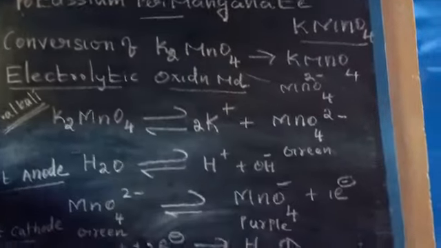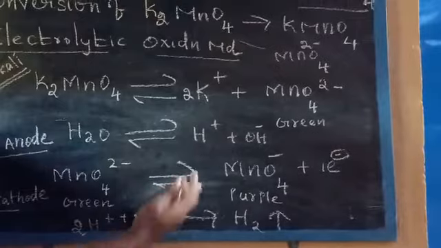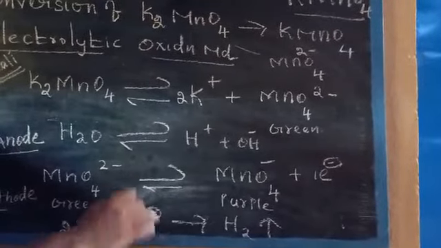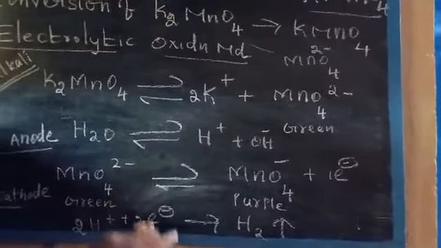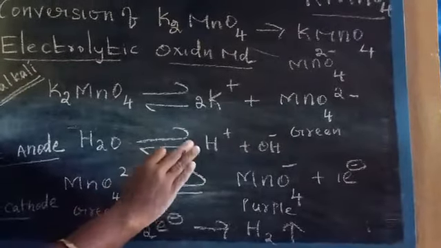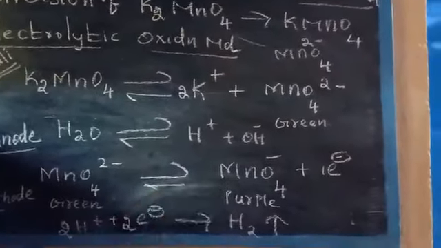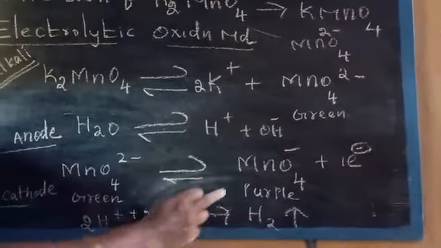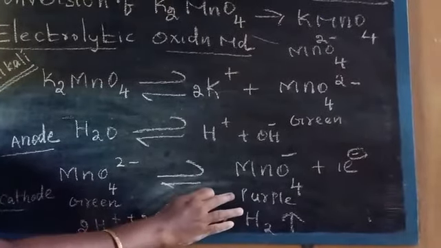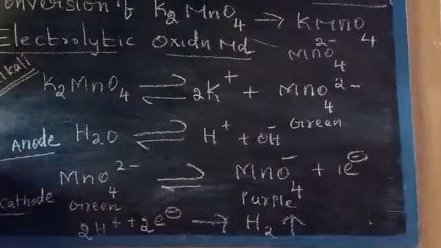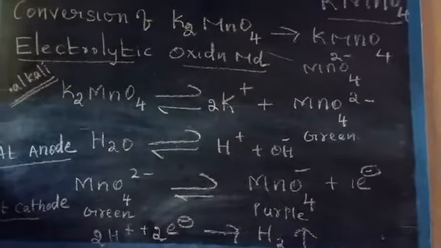Okay, children. At the end, the crystal is obtained by evaporation. Next, it is concentrated by evaporation, then the cooling process. Now it is converted into crystals, and the purple colored potassium permanganate is obtained. This is the preparation, children.